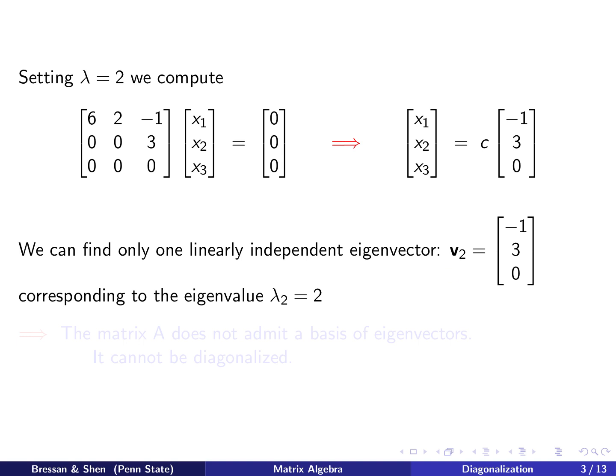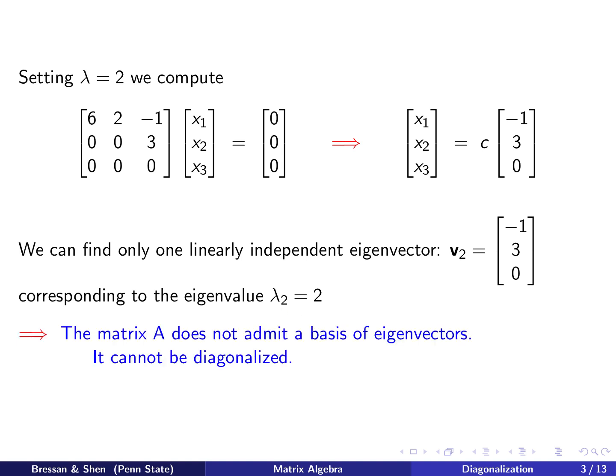Let's call it V2, in this form, corresponding to the eigenvalue lambda 2 equals 2, which is actually a double eigenvalue. So for this double eigenvalue, we managed to only find one eigenvector. Therefore, we say that the matrix A here does not admit a basis of eigenvectors, meaning it will not have 3 linearly independent eigenvectors, and therefore it cannot be diagonalized.